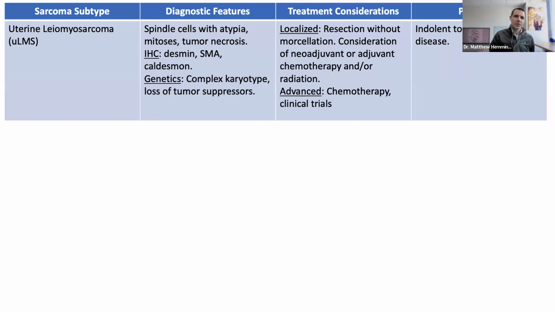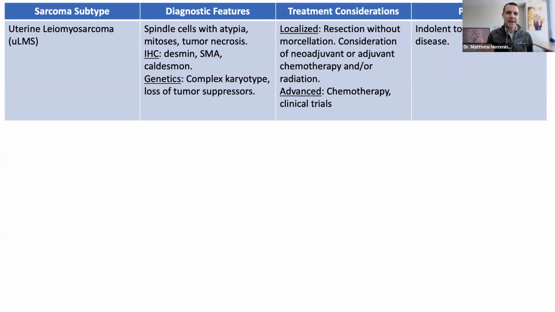I thought it would be helpful to go through different sarcoma subtypes, some features that help with their diagnosis, and broad brushstrokes on treatment considerations and prognosis, separating these by different sarcoma subtypes. First would be uterine leiomyosarcoma, the most common sarcoma of the gynecologic tract.